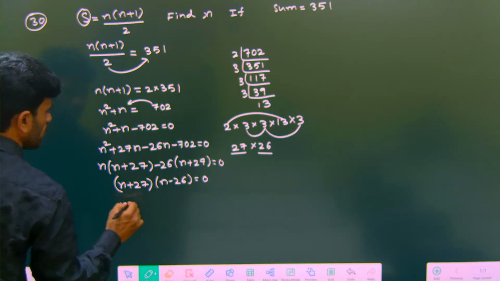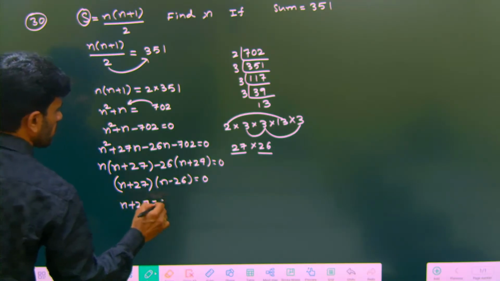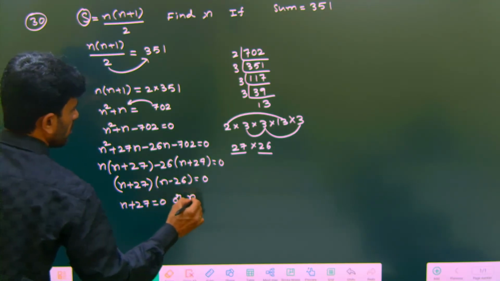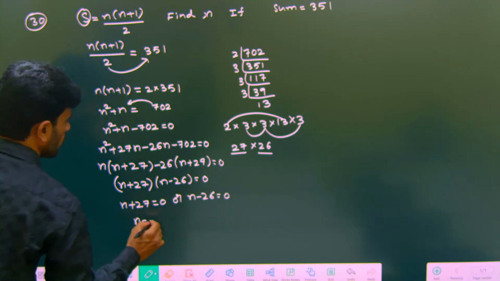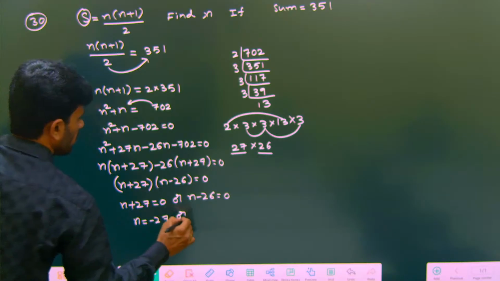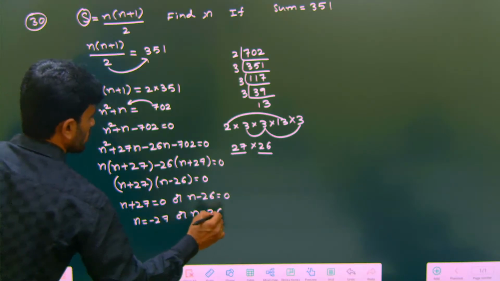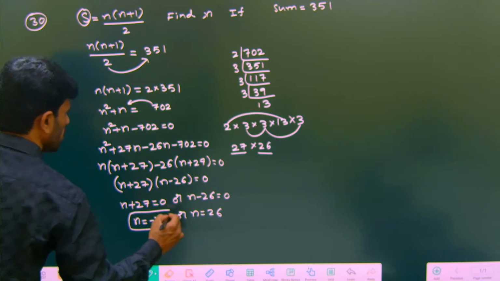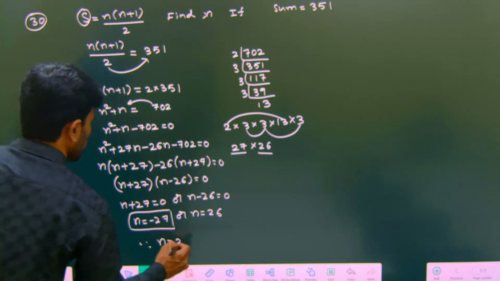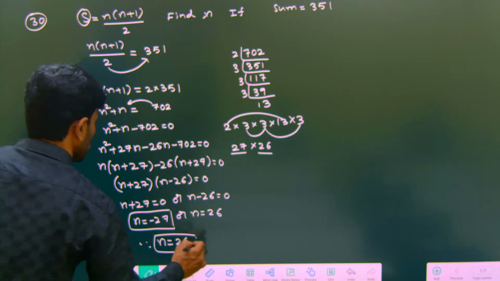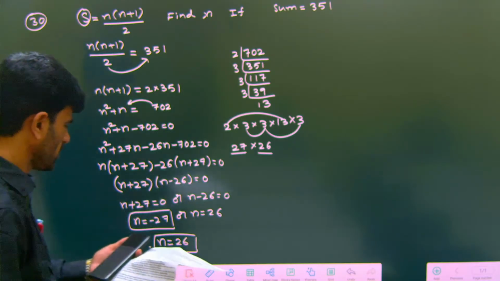So n plus 27 is equal to 0 or n minus 26 is equal to 0. Therefore, n is equal to minus 27 or n is equal to 26. Number of terms cannot be negative. Therefore, n is equal to 26 is the correct answer. Question number 30.